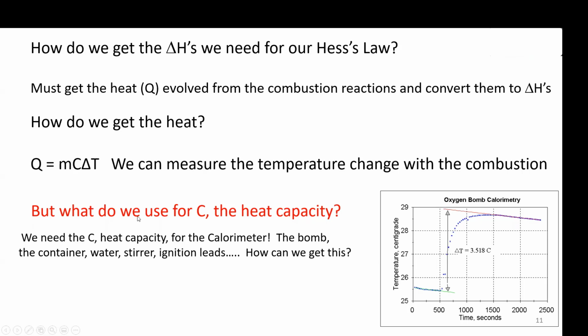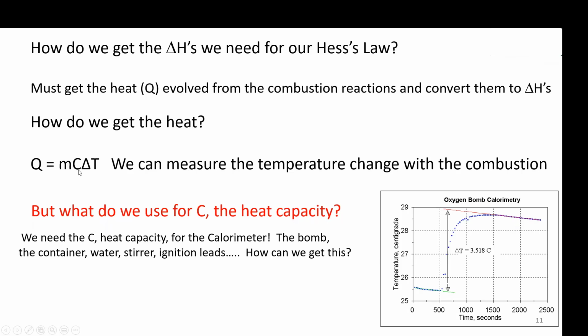And in this case, the challenge is we can probably measure the amount of water we put in there, and we can probably measure the amount of stainless steel that's in there. But how do we get the overall heat capacity? Because there will be a lot of stuff inside. There will be some air, there'll be some water, there'll be some stainless steel, there will be the fuse we use and the electrodes. So it's a complicated system.